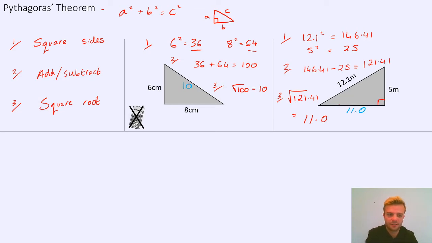And it does. We know it's longer than the 5 from the picture, and we know it's got to be shorter than the 12.1. So 11 does make sense.